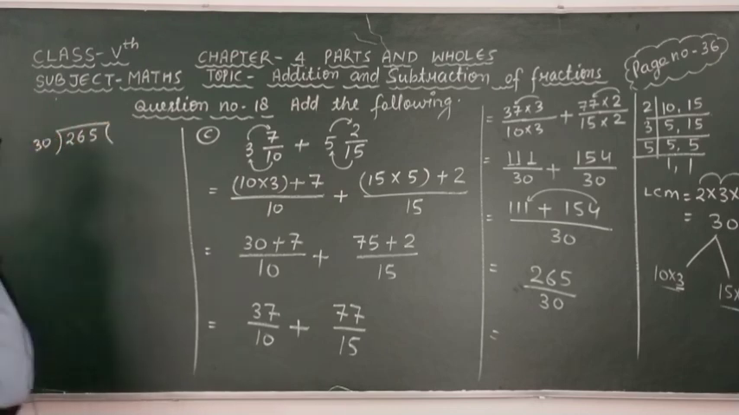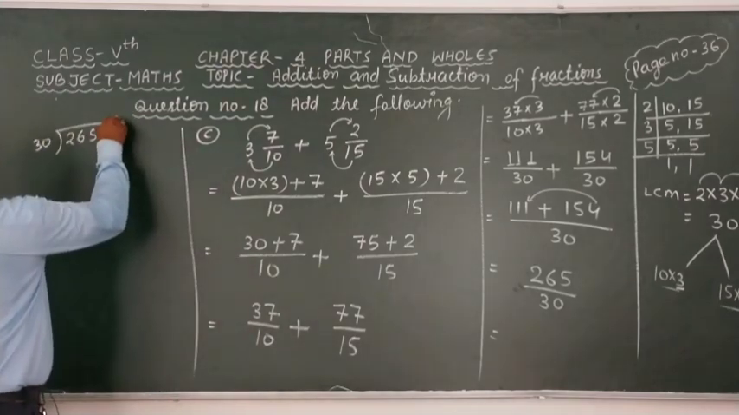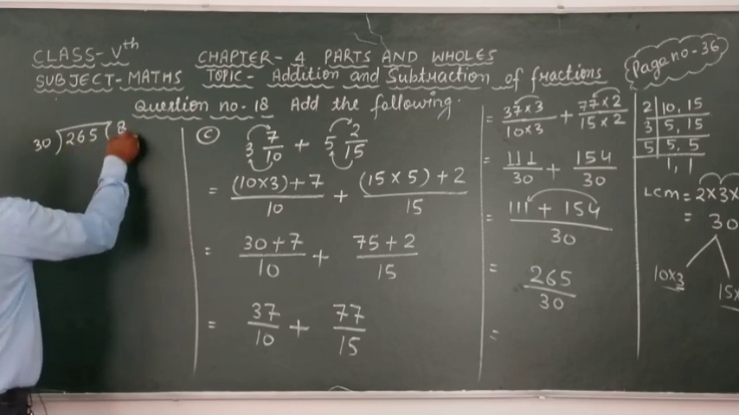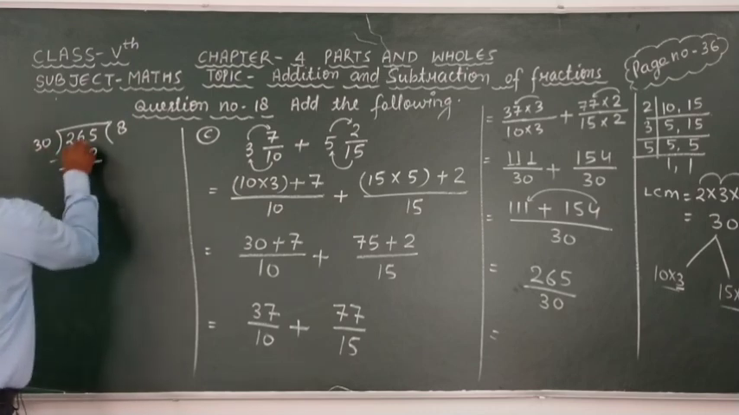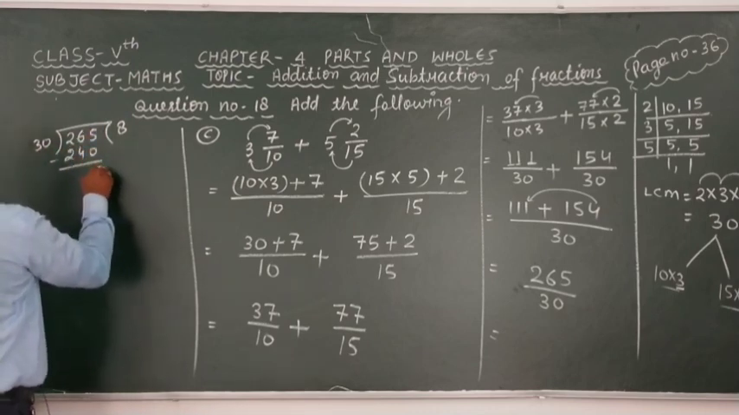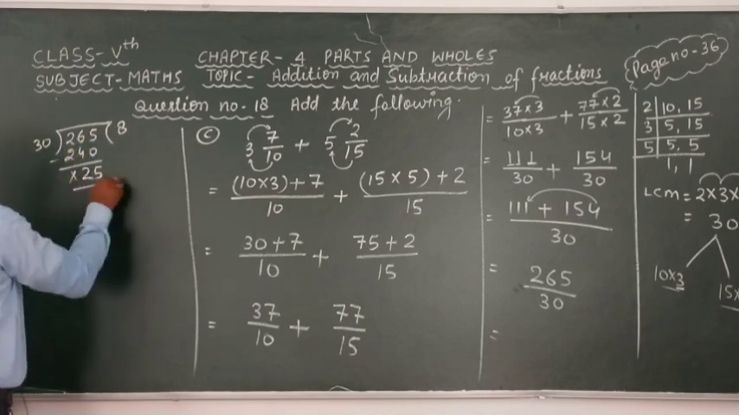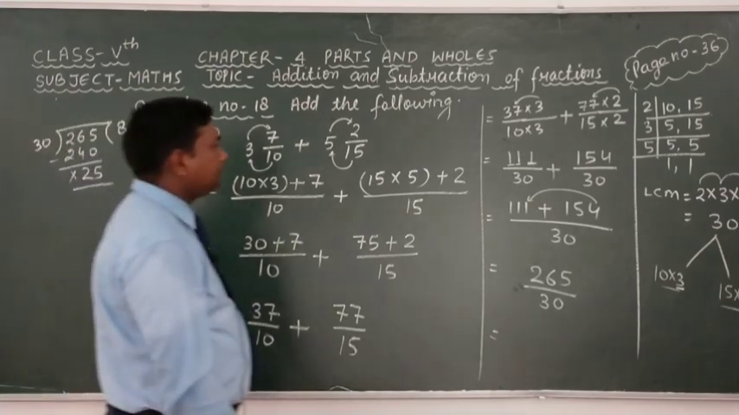We know that 3 times 8 is 24. It means that 8 times 0 is 0, 8 times 3 is 24. After subtracting this we get 5 minus 0 is 5, 6 minus 4 is 2, and 2 minus 2 cancels out. Look at here carefully.